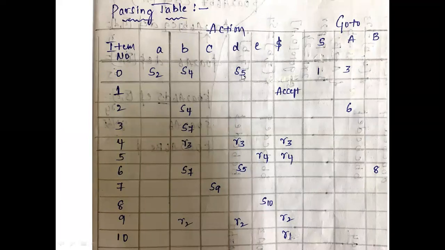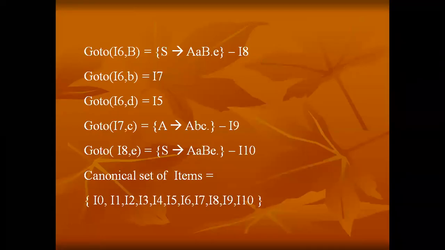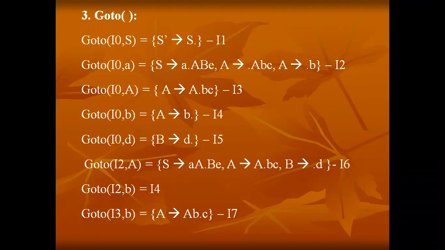0 with D is S5. And go for the next computation. Up to this we completed the I0. Now check for the I2. This was completed in the goto function, no need to write again. Only for the terminals we are filling the entries in the action column.